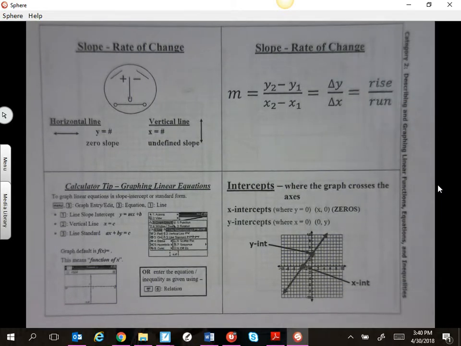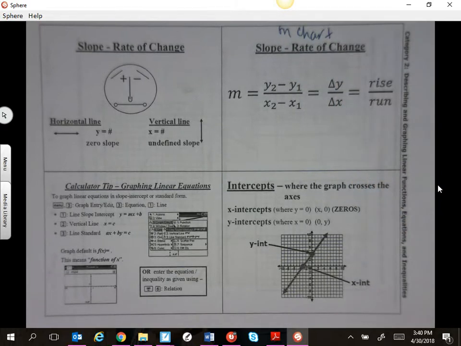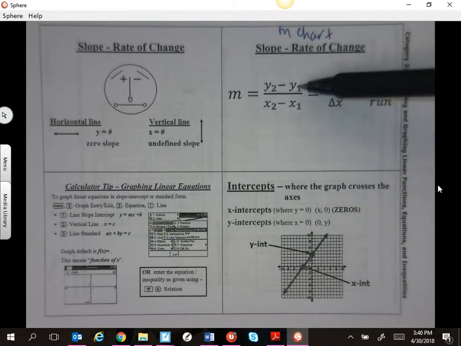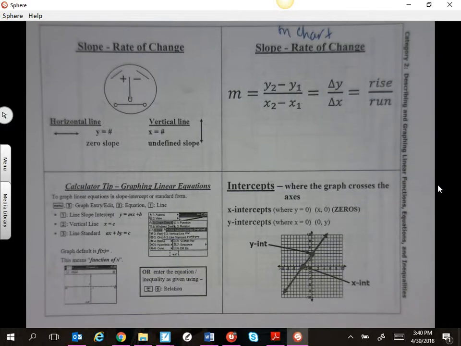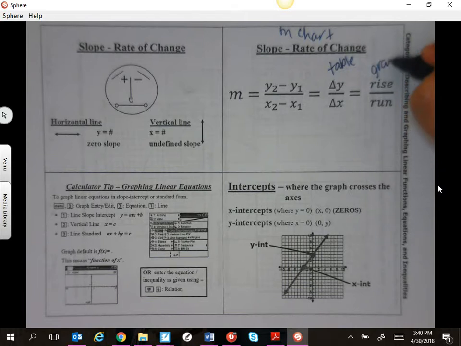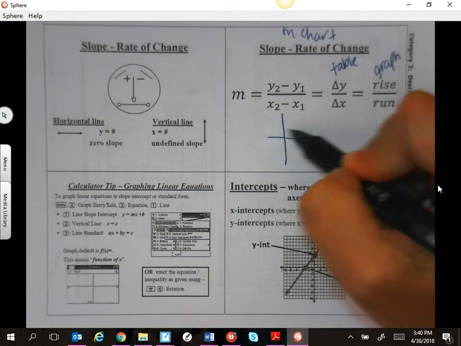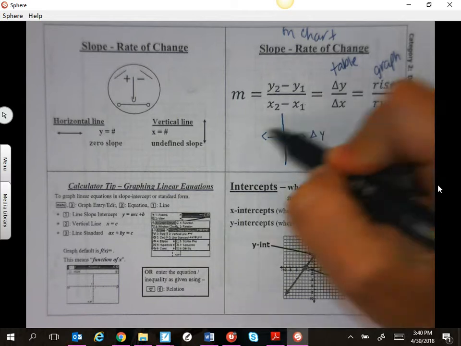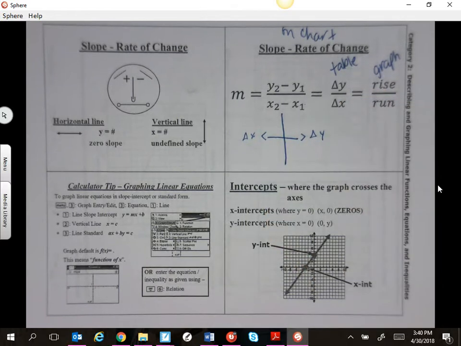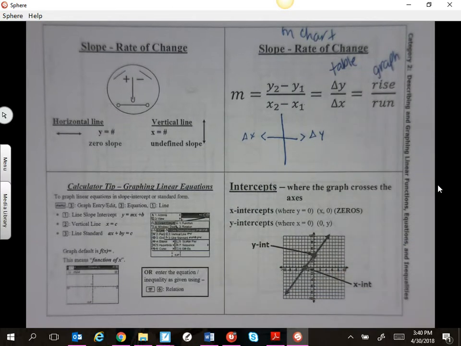This is on your formula chart. Slope, aka rate of change, m equals y2 minus y1 over x2 minus x1. Change in y over change in x in a table. Rise over run in a graph. You can also make a mini table to do change in y over change in x. We can always graph in the calculator.